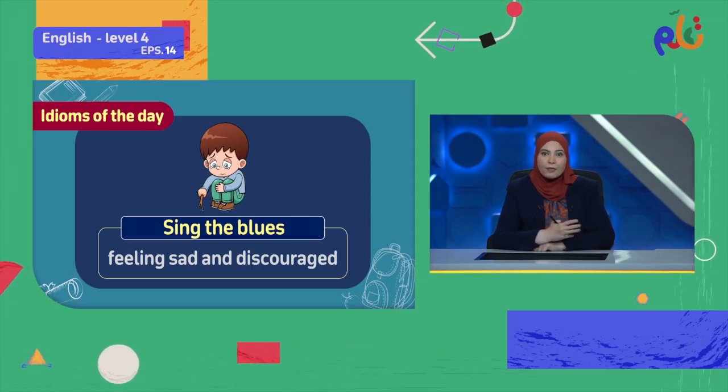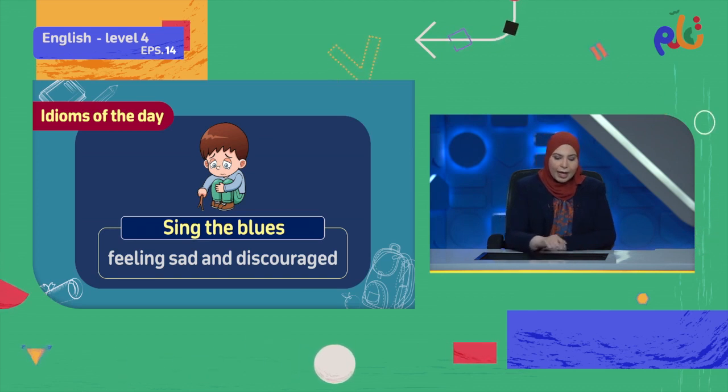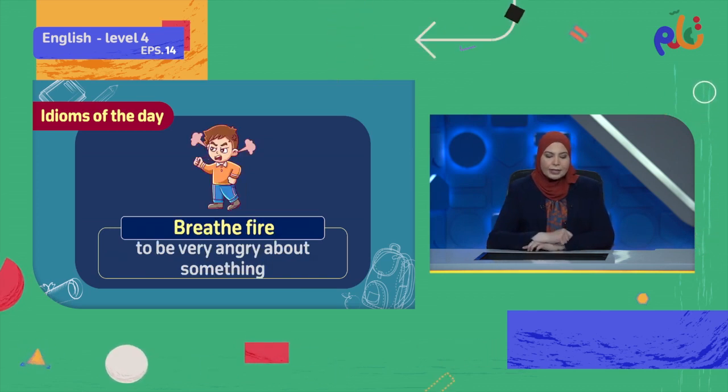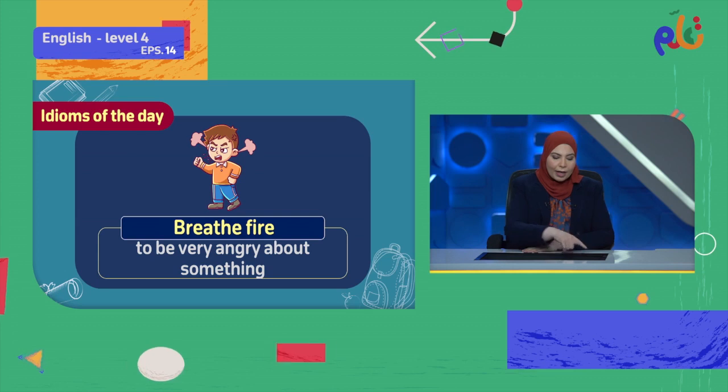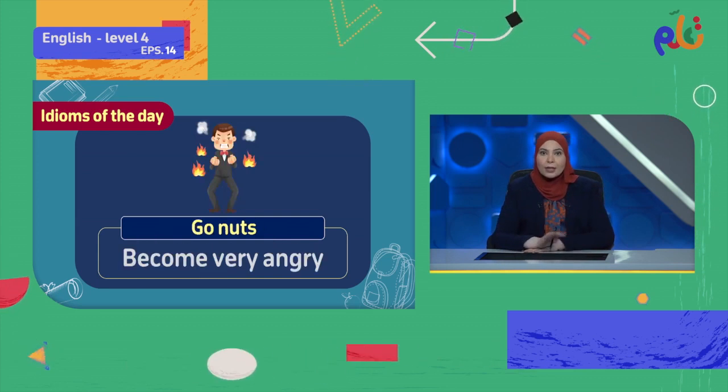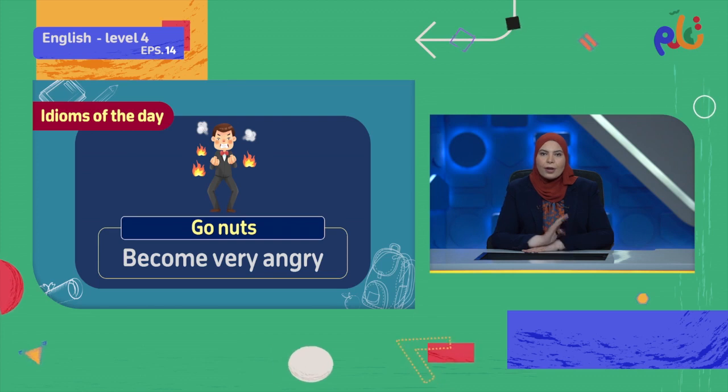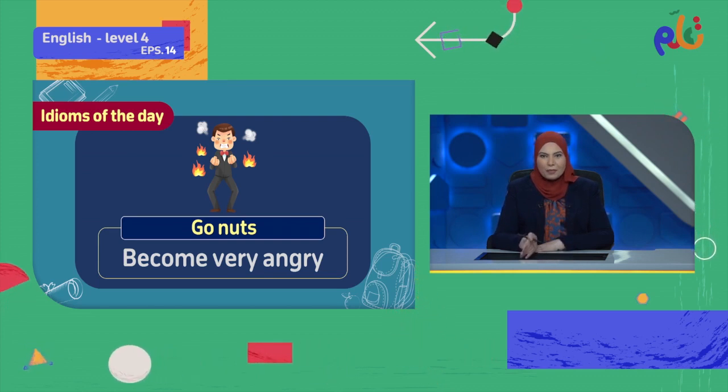So by this, we have looked at the 3 idioms that we have for today. The first idiom was sing the blues, which means becoming very sad or discouraged. And the second idiom is breathe fire, which means become very angry. And the third idiom is go nuts, which has the same meaning as breathe fire, and both mean become very angry. So by this, we can start our new part, and we are going to start the listening.